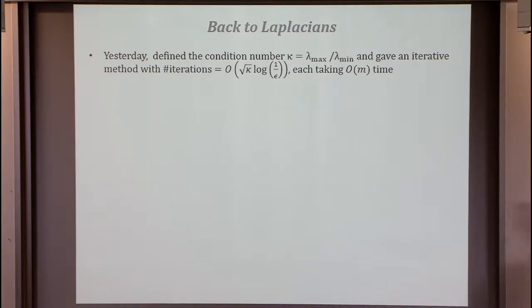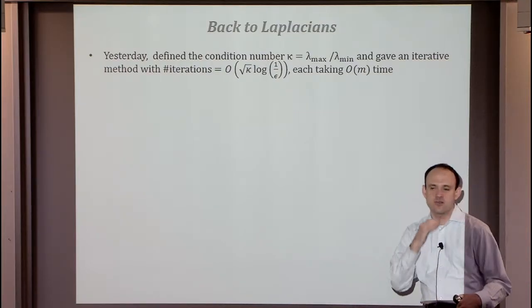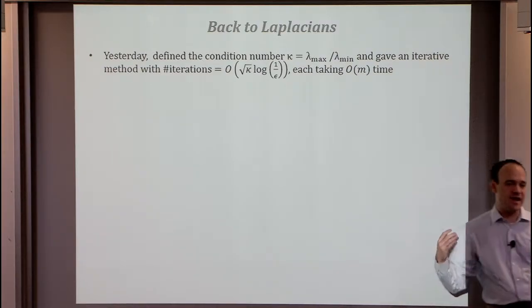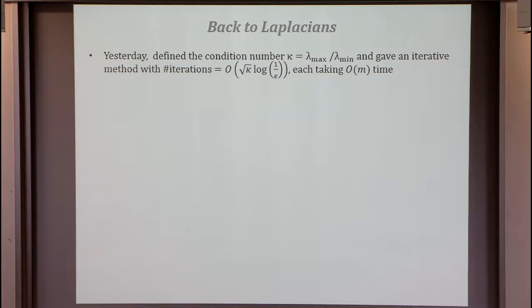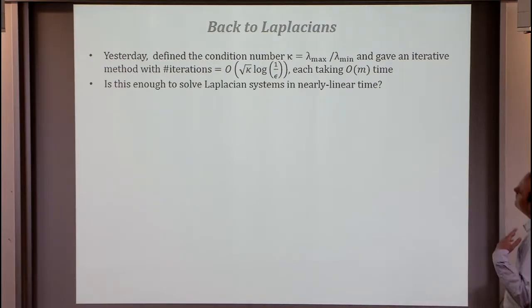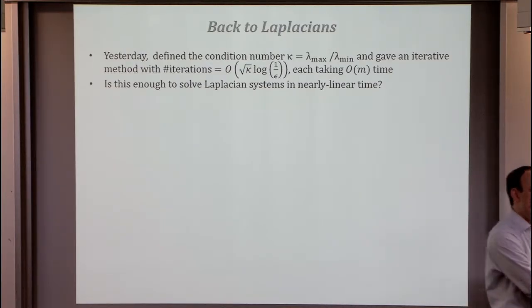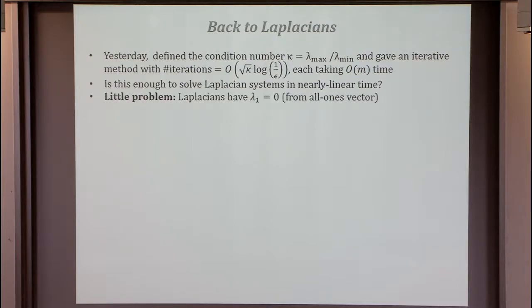And the nice thing about it was that it was just doing matrix-vector multiplies as its main time per iteration. So each iteration took O(m) time, where m is the number of non-zero entries in a matrix. So it wasn't n squared, it was m, because multiplying by a sparse matrix is actually much faster than multiplying by a dense one. And the first question was, is this enough to solve Laplacians in nearly linear time? And I said briefly at the end, no.